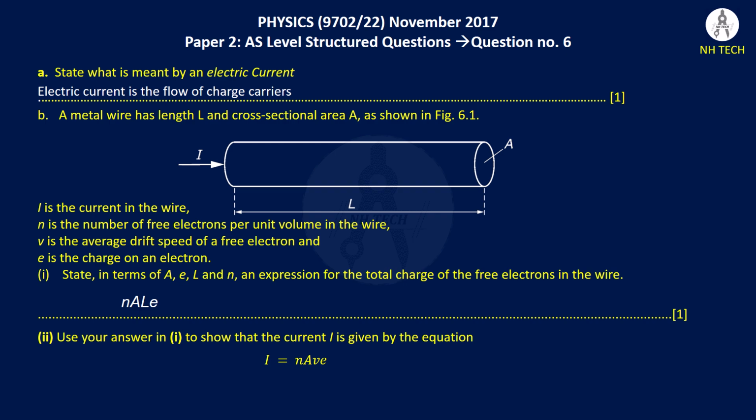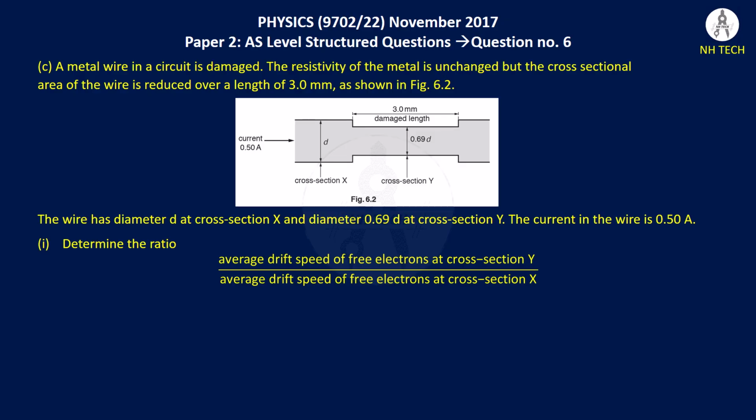A metal wire in a circuit is damaged. The resistivity of the metal is unchanged, but the cross-sectional area of the wire is reduced over a length of 3.0 mm, as shown in Fig. 6.2. The wire has diameter D at cross-section X and diameter 0.69 D at cross-section Y. The current in the wire is 0.50 A. Determine the ratio.